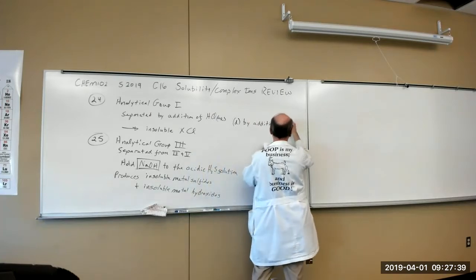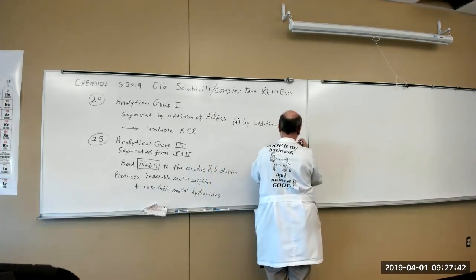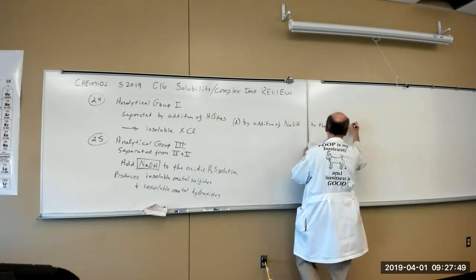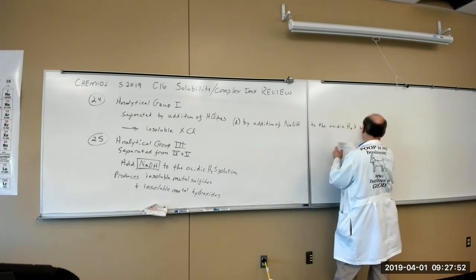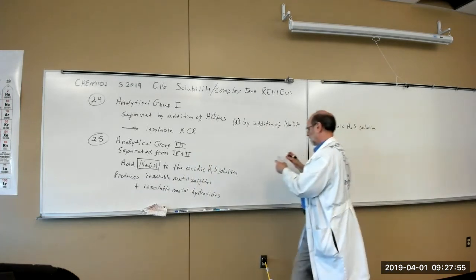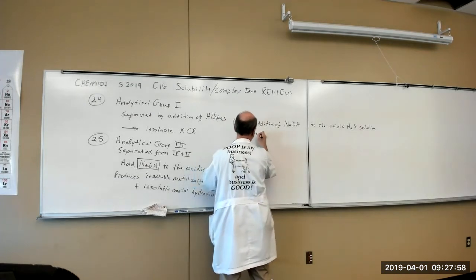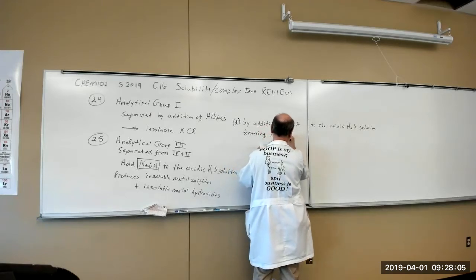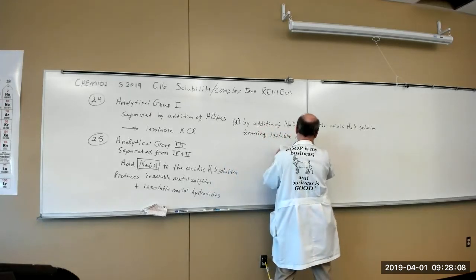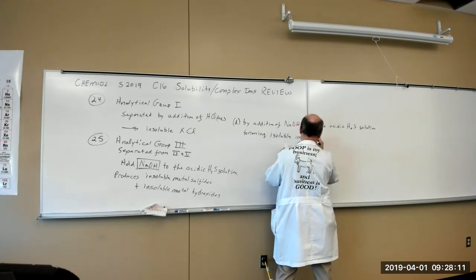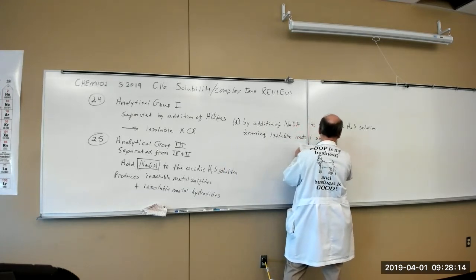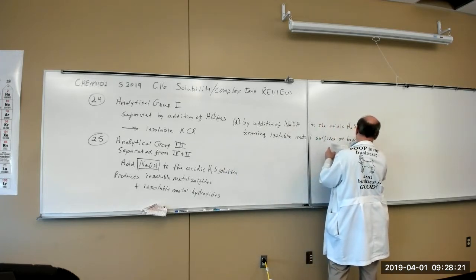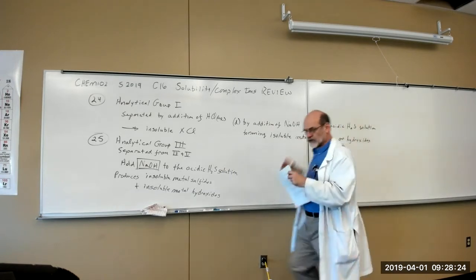It should say: by addition of sodium hydroxide to the acidic H2S solution, forming insoluble metal sulfides or hydroxides. That's the way it should be worded.